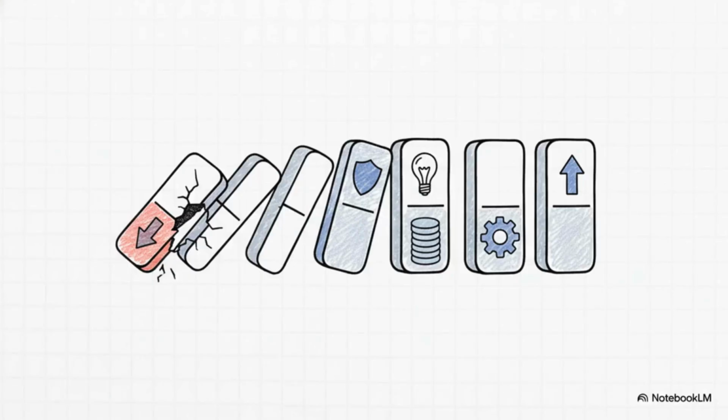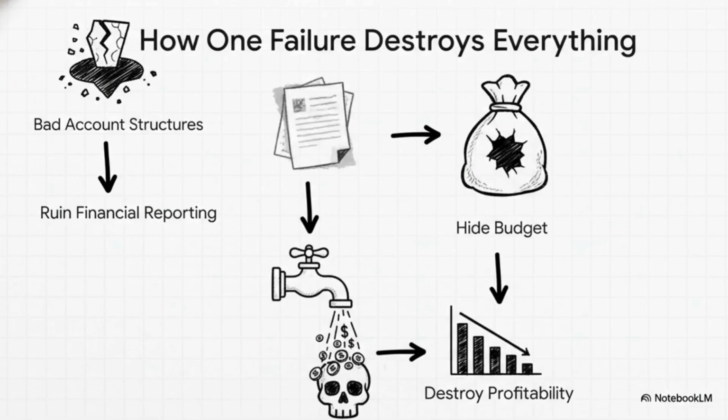Okay, so now let's tie all of this together, because these six pillars aren't independent things you can work on. No, they are a deeply interconnected system, and a failure in just one area can set off a really devastating chain reaction. This slide shows you exactly how it works. It's a domino effect. Bad account structures make your financial reporting totally meaningless. That meaningless reporting hides the fact that you're blowing your budget. Poor budget control directly hurts your cash flow, and weak cash flow, well, that ultimately destroys your profitability. See, it all starts back at that foundation.